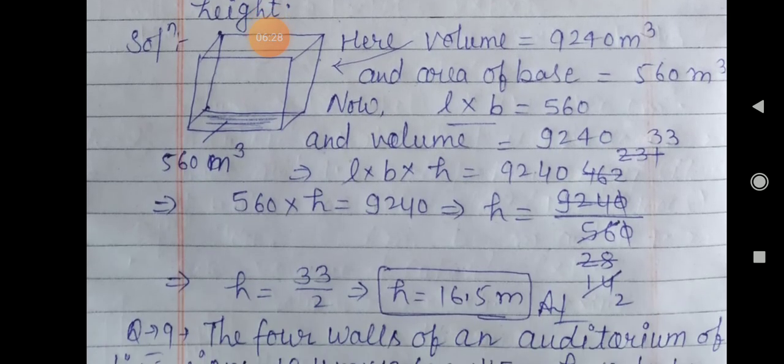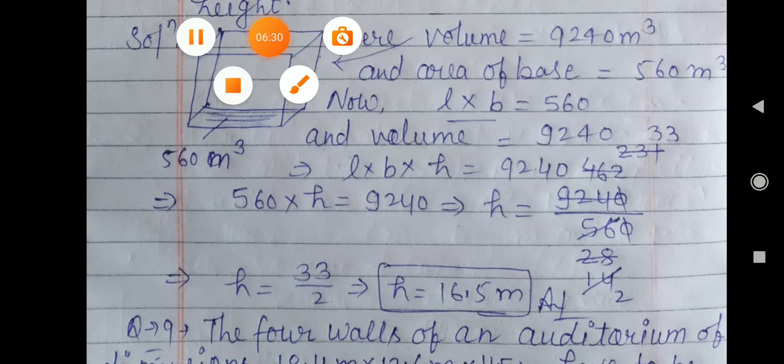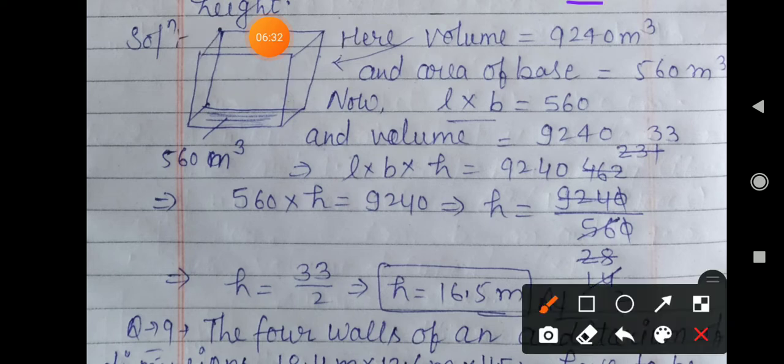See here, the volume is 9240 meter cube, and the area of the base is 560 meter square. The base of that cuboid is in the form of a rectangle, so we have to apply the area of a rectangle here. That means L into B is equal to 560.